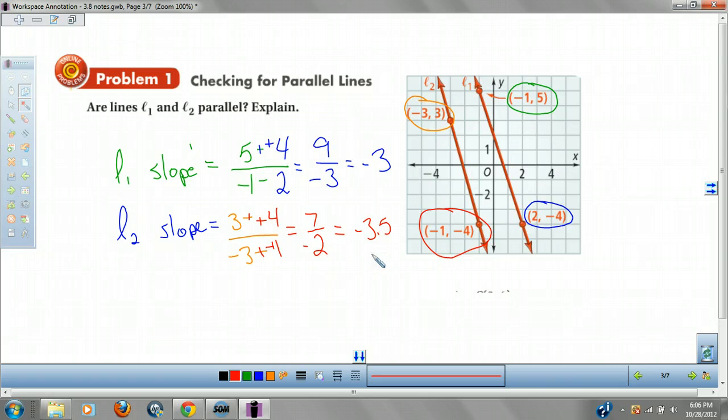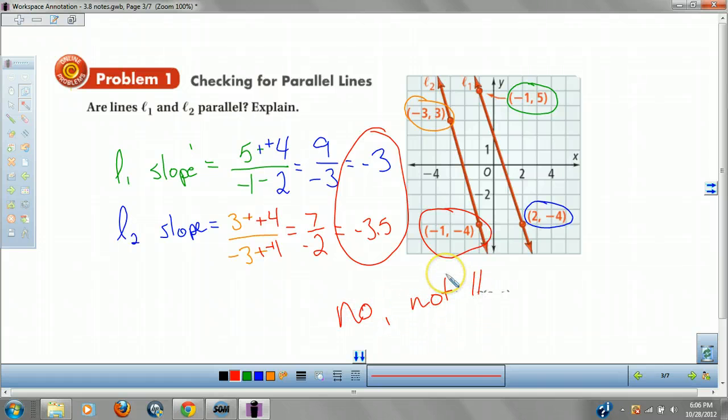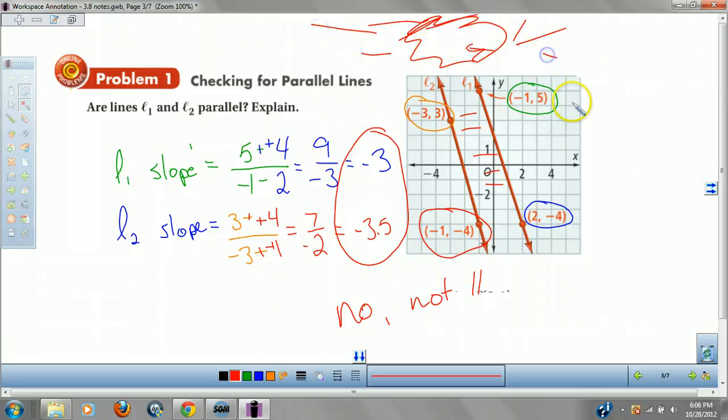So are these slopes equal? No, not parallel. I'm happy we checked this because these kind of look like they're parallel, but it turns out they aren't. There would have been a train explosion here at the end. Okay, so find the slopes. If slopes are equal, they are parallel.